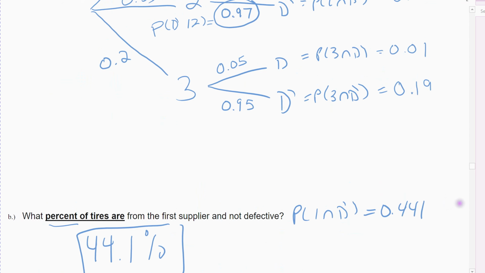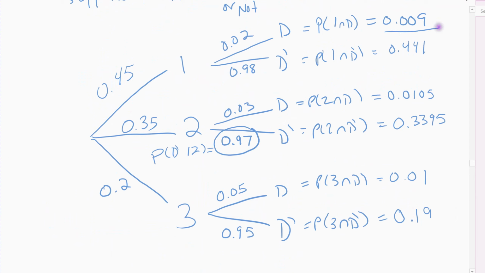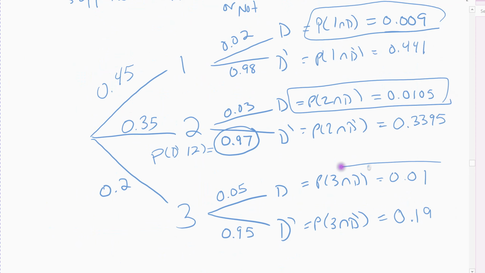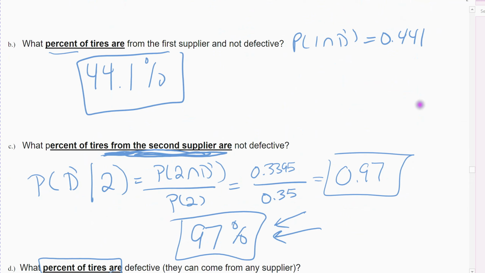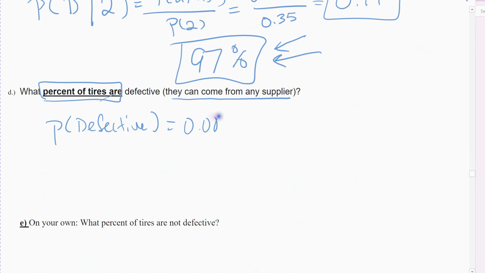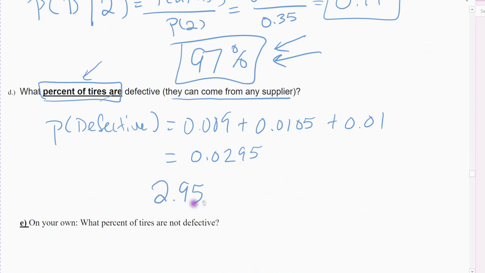The probability the first guy gives me a defective tire is 0.009, so I want all the ones where I've got defectives. Those are the ones I'm going to add up: 0.009, 0.0105, and 0.01. So 0.009 plus 0.0105 plus 0.01, add them up. Which as a percent is almost 3% of the tires, a little less than 3%. 2.95% of the tires are defective.